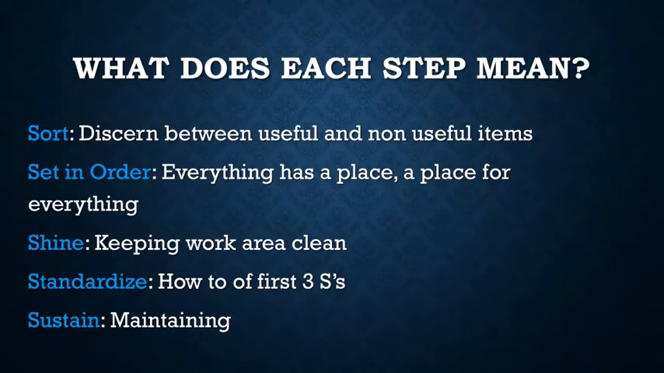And what does each step mean? So the first step is sort, discerning between useful and non-useful items. So you sort through your work area and you keep what you use, you get rid of what you don't use. The second is set in order, so everything has a place and a place for everything. The third, shine, keeping work areas clean. The fourth, standardize. It is the how-to of the first 3 S's. And then sustain, maintain your whole system.